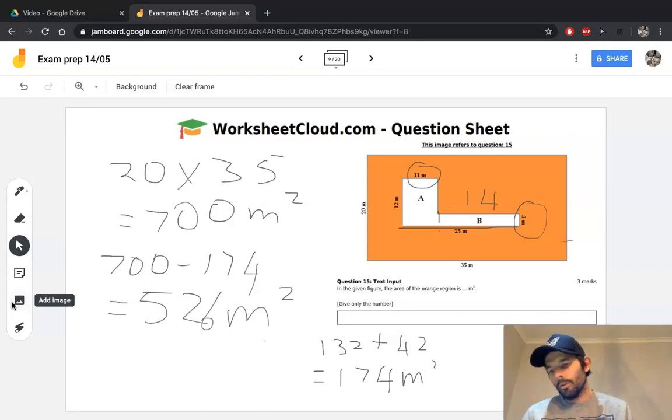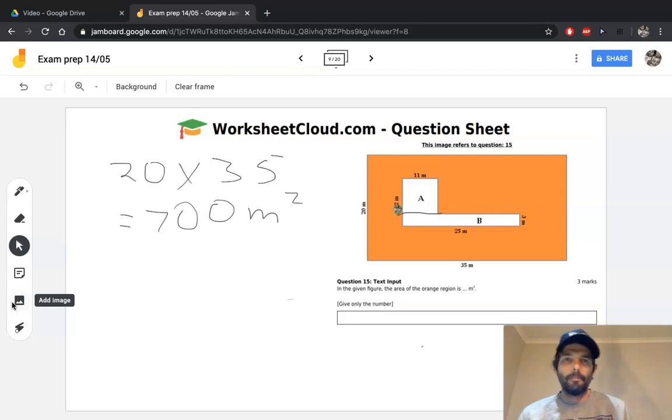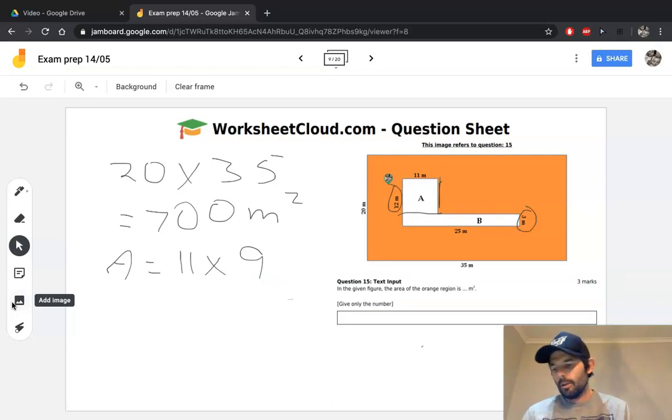It's also possible to have worked out the area of the white compound shape by cutting it off elsewhere. Okay, so we could have cut it off there. All right, then A would have been 11 meters multiplied by 9. Okay, that length there would have been 9, because that's 3, that's 12, and 12 minus 3 is 9. So that would have given me 99 meters squared.